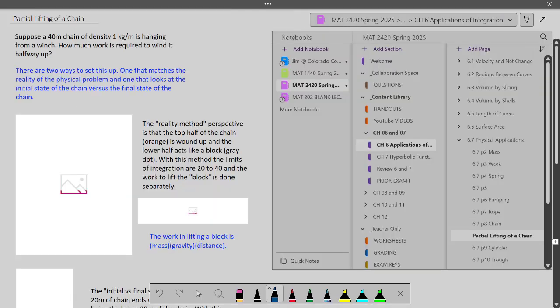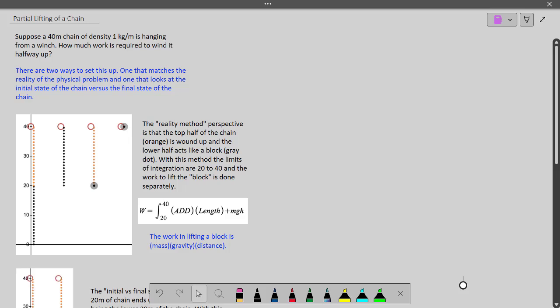So I created this slide. This is interesting to me because I'm not a physics person. There's two ways to think about the following. If we have our chain hanging, let's suppose we only want to wind it up halfway. Okay, so we've got the chain dangling. We're going to wind it up just halfway. There are two ways that you can think of this.